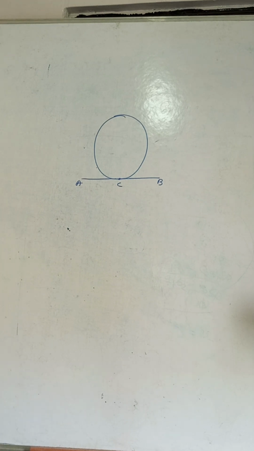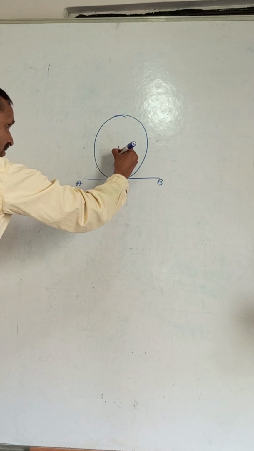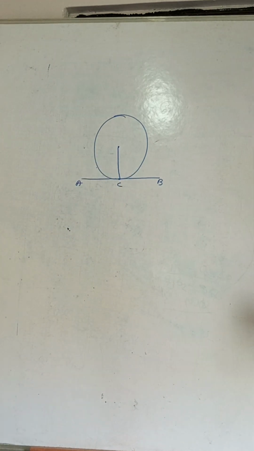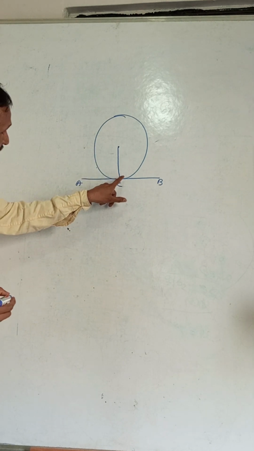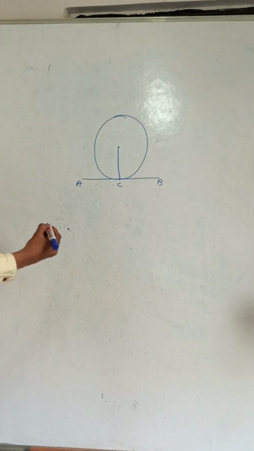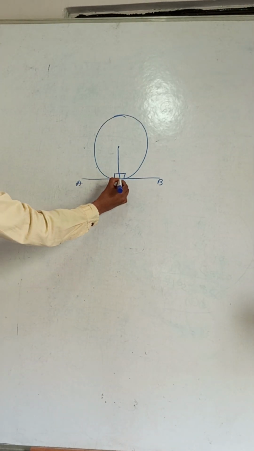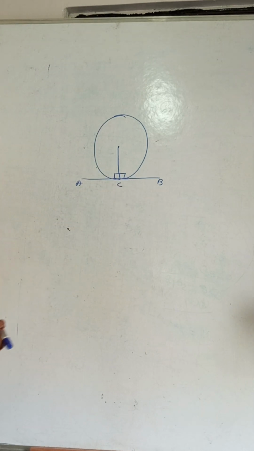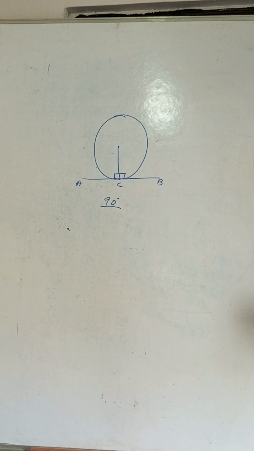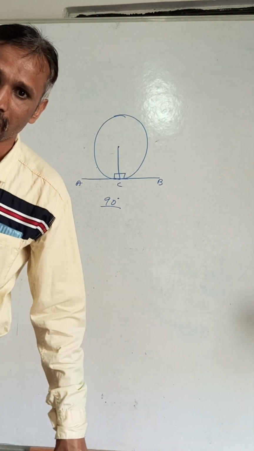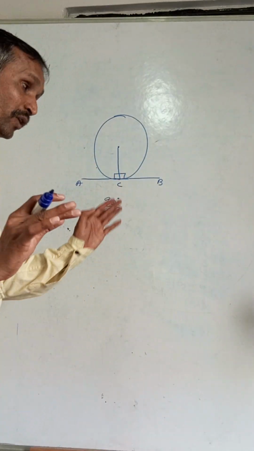Now what is the angle of the radius? Suppose this is the center and here is the radius. The radius always makes an angle on the contact point of the tangent that is always 90 degree, a right angle. This side is also a right angle, so the answer is 90 degree. The radius is always perpendicular to the tangent, or the tangent is always perpendicular to the radius at the one point.